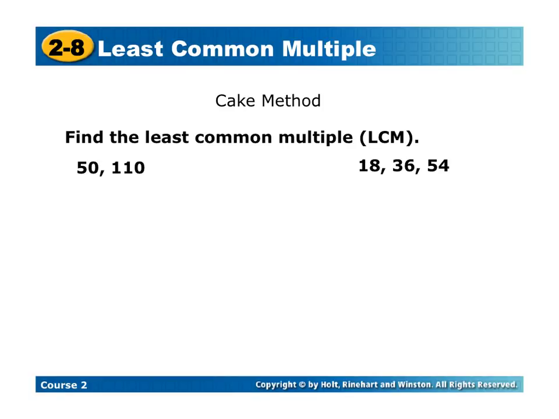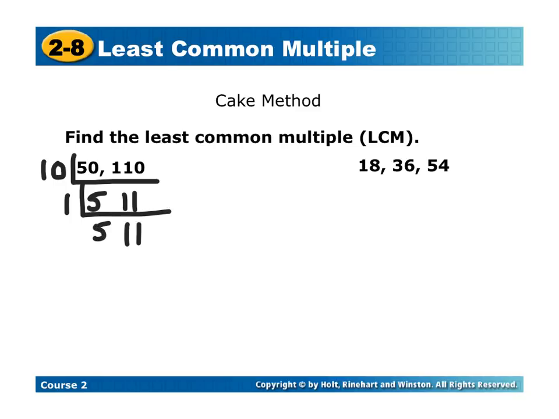I'm going to start with my 50 and 110. I'm going to go ahead and draw that first layer. Now they both end in 0, so I know that I can divide them each by 10. 50 divided by 10 is 5. 110 divided by 10 would be 11. 5 and 11 are both prime numbers. They can't go into each other, so it's just 1. And I'm going to bring down my 5 and 11.